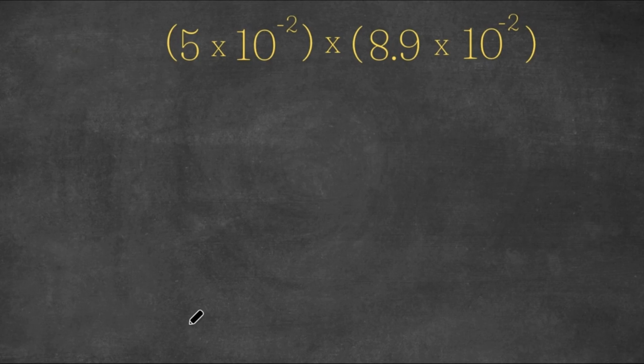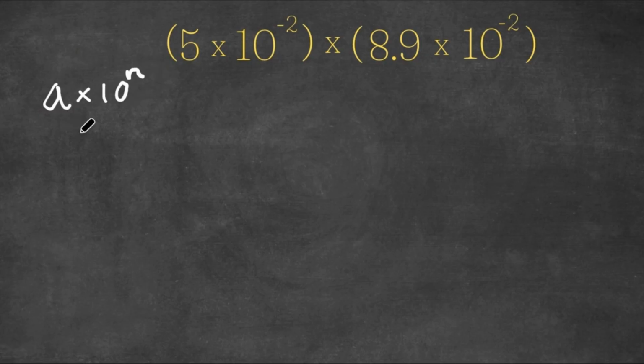In today's video, I'm going to be teaching you guys how to multiply two numbers in scientific notation. So we have 5 times 10 to the power of negative 2 times 8.9 times 10 to the power of negative 2. And a number in scientific notation would be in the form a times 10 to the power of n. So as you can see, both of these numbers are in scientific notation because they are in the form a times 10 to the power of n.